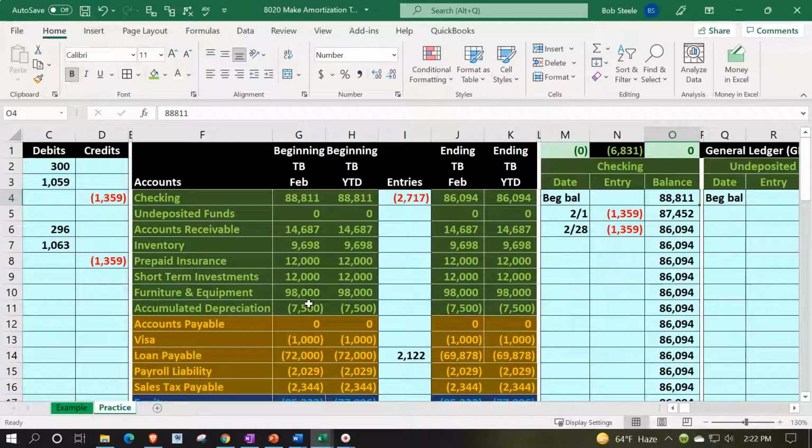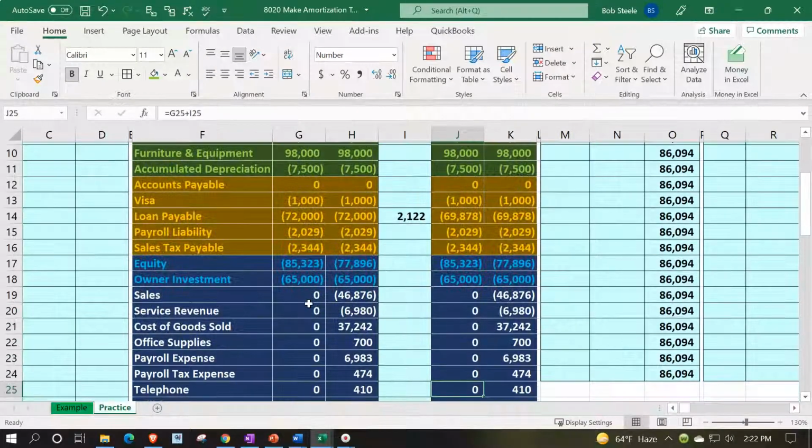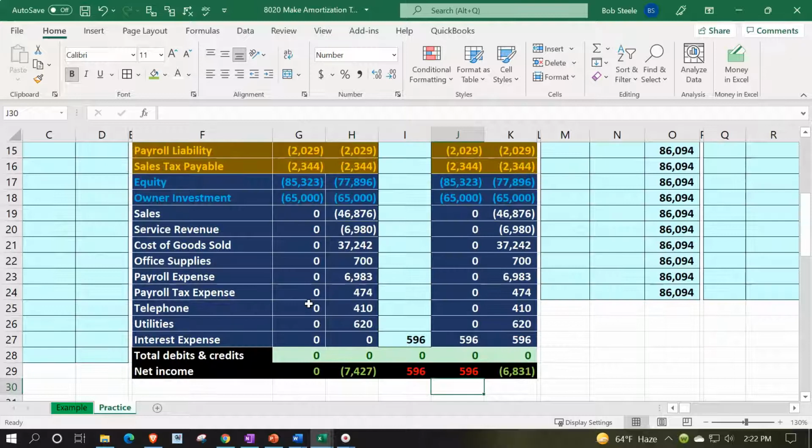So we've got the 88,811 minus the 1359 gets us to the 87,452 minus the 1359 gets us to the 89,094. That matches the trial balance in both sides year to date and for February. We're back in balance up top with the green zeros. So this is where we stand at this point in time. I think everything is working the way it should, even with our more complicated trial balance.